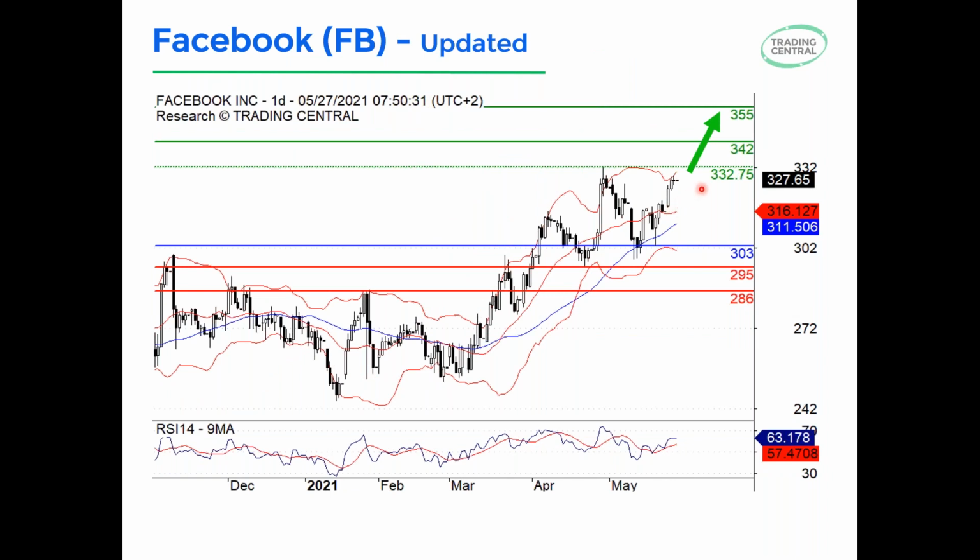Now the historical record high is just about 332, and now our first target is 342, and then second target 355. Okay, look at this. Our pivot point, our stop loss, has accordingly increased to 303. So what's going on with Facebook?